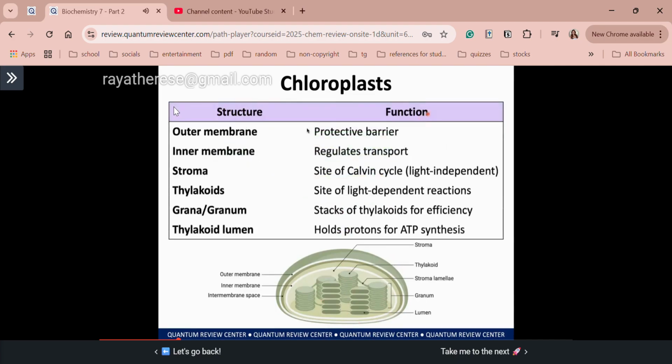Class, here is the table summarizing the structure and functions of each chloroplast component. For the first two, their function is similar to our mitochondrial membranes. The outer membrane serves as a protective barrier to regulate what comes in or goes out of your chloroplast.